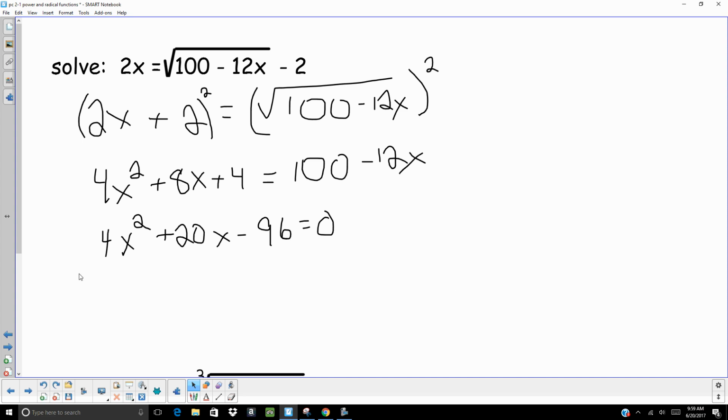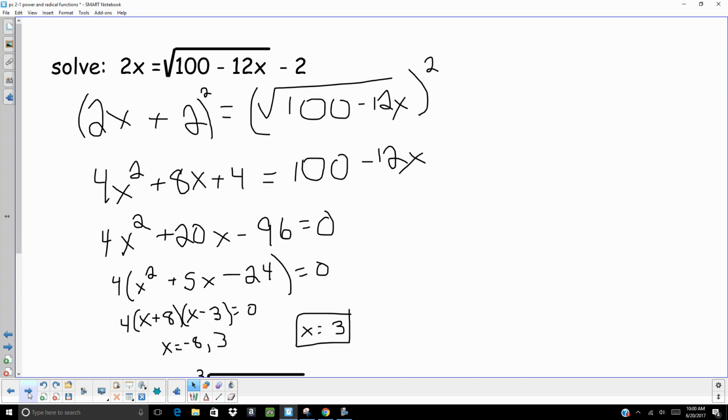We can go ahead and factor it right now, but I noticed, hey, that looks like it would be a hard factor, and I have a GCF. Pull out that GCF. Now factor. Set each factor equal to 0. And I've got x equals negative 8 and x equals 3. You want to plug those back in. But if I plug in negative 8, it doesn't work out. So I'm only going to have one solution there, 3.